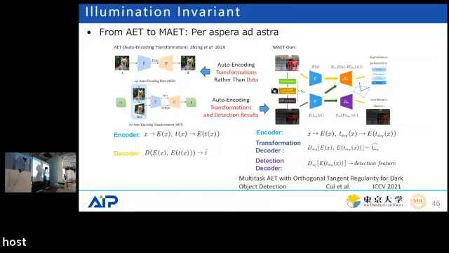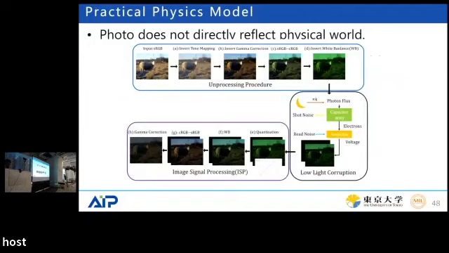But of course, we also made some manifold regularization, an orthogonal tangent regularity, to make sure of it, because it's a multitasker thing. So we make sure the manifold will not collapse into one point, but properly spans. It's a very simple idea, but it worked well.